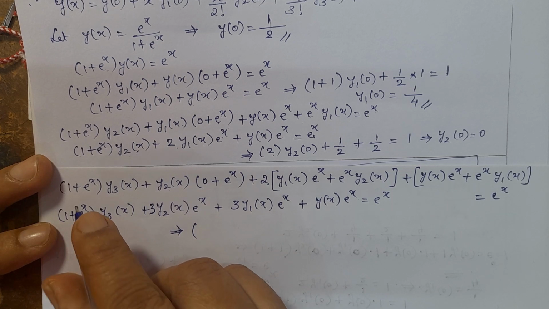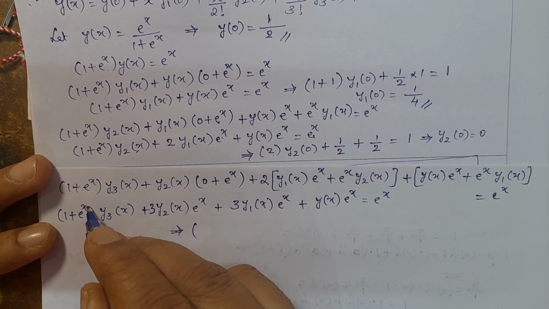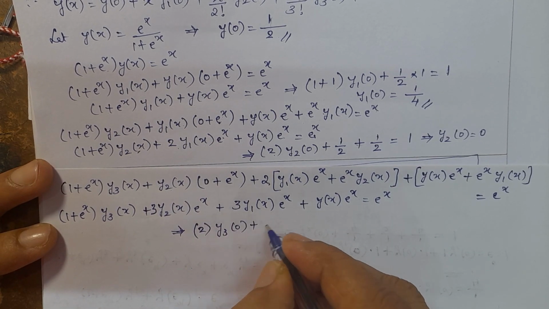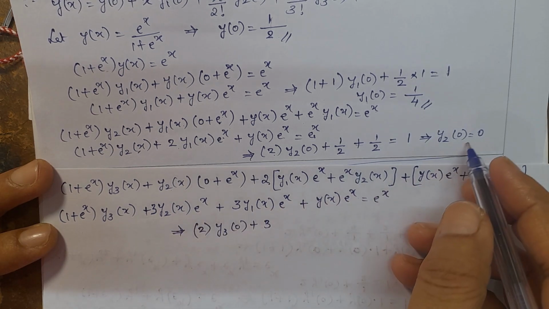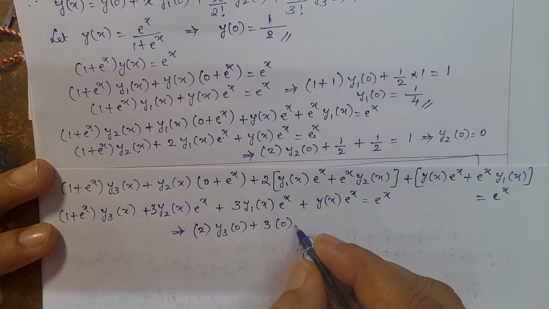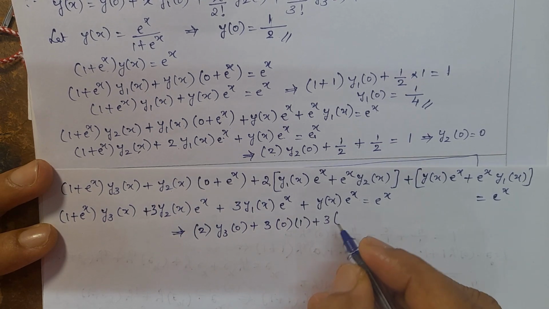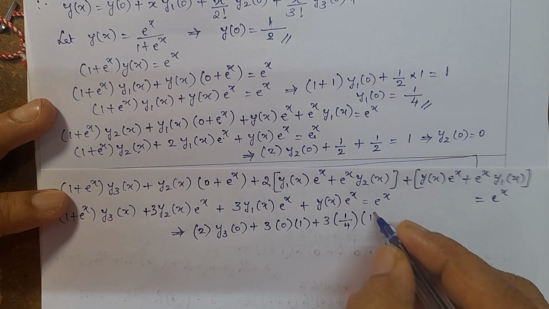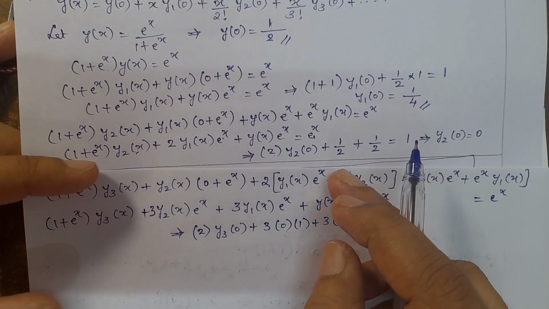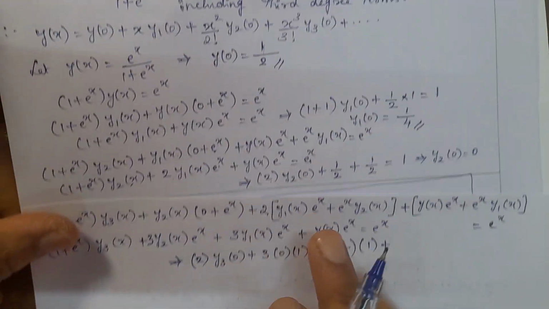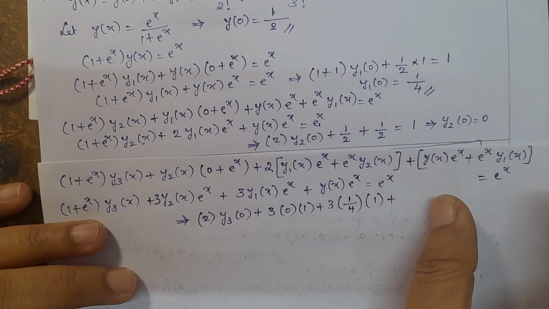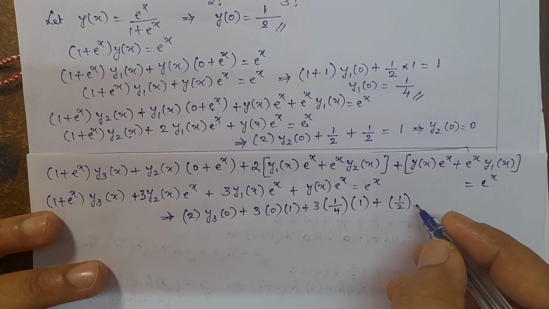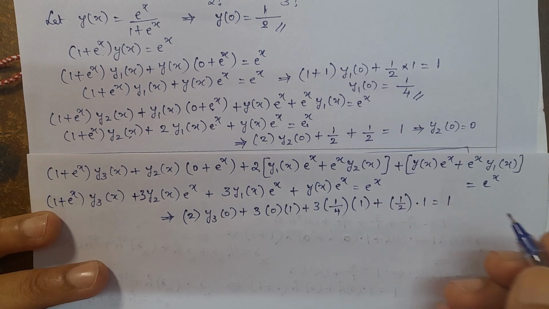Next, at x equal to 0. So 1 plus e power of 0, x equal to 0, e power of 0 is 1, 1 plus 1 is 2. 2 y3 of 0 plus 3 y2 of 0. y2 of 0 is 0. e power of 0 is 1, plus 3 into y1 of 0. y1 of 0 is 1 by 4. e power of 0 is 1 plus y of 0. y of 0 is 1 by 2. e power of 0 is 1 equal to e power of 0 is 1.